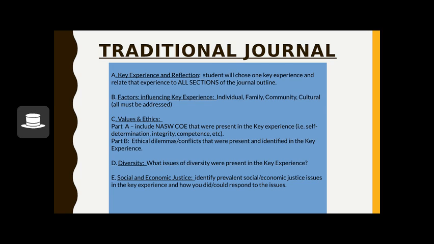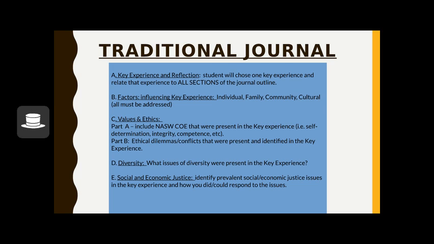So B would be what influenced that key experience. Individual, family, community, and cultural are all 4 parts of the journal that they are going to have to address and how those influences impacted the situation.